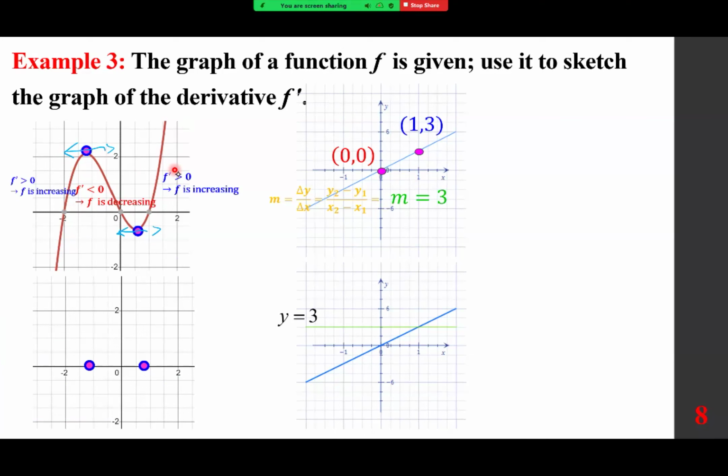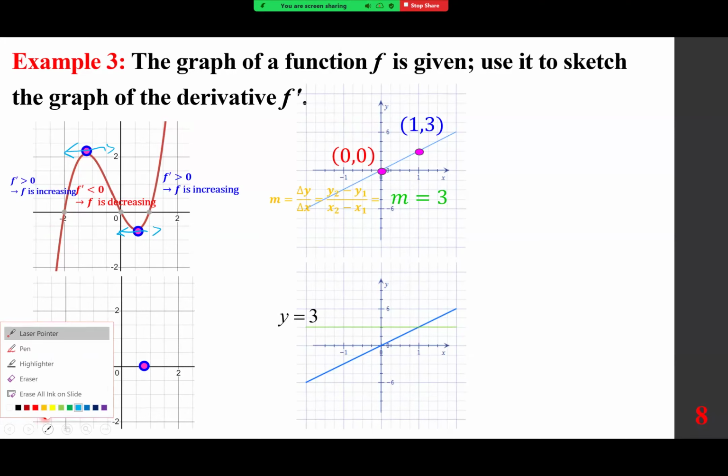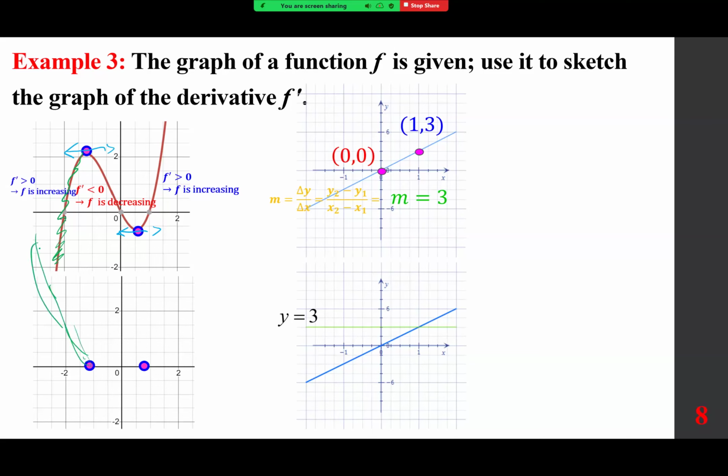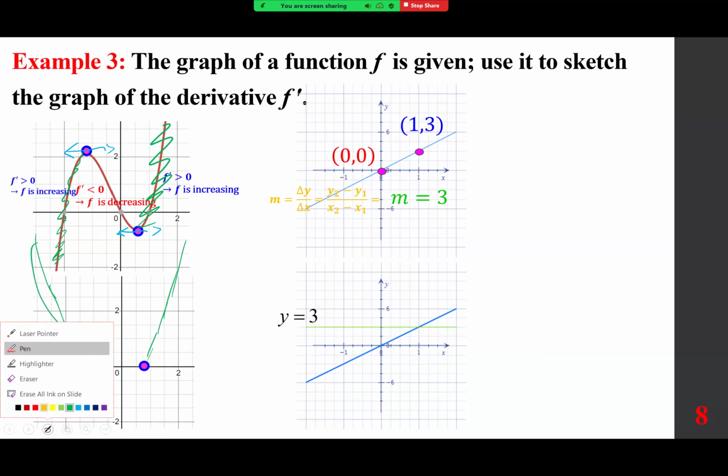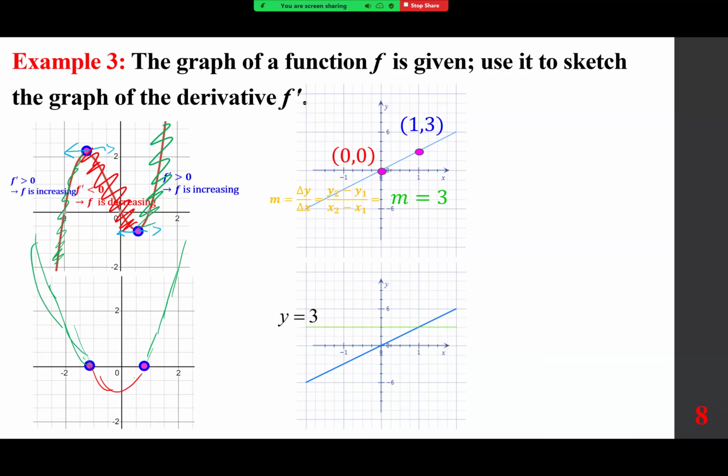So if we were to graph this roughly, this one is increasing, class. This is increasing. So all the way to this point, it's above the x-axis. This is increasing, above the x-axis. This is decreasing, below the x-axis, and it comes back up.